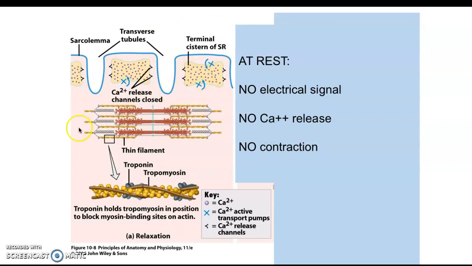Now this is showing our muscle cell at rest. So this is before we have generated an action potential in this particular muscle cell. So we have no electrical signal that has been generated so far in this particular muscle cell.